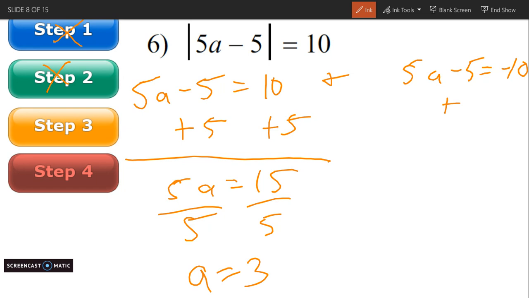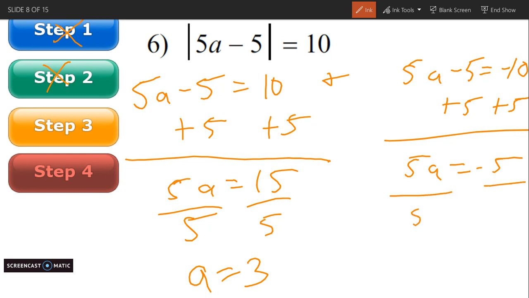For our second equation, we're going to add 5 to both sides. 5a equals negative 5. Undo multiplication with division. And a equals negative 1. 5 times negative 1 is negative 5. Minus 5 is negative 10. Absolute value of negative 10 is in fact 10.